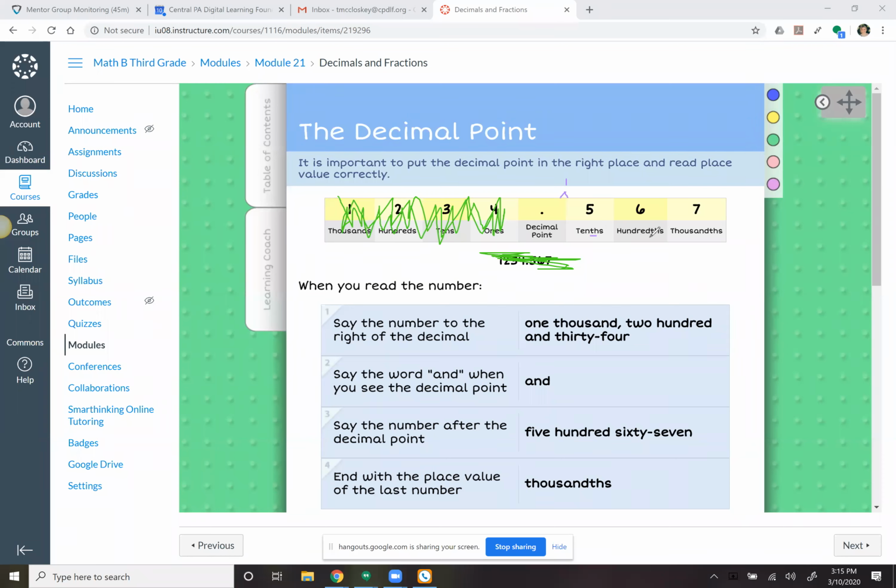Good. And then what comes after tenths? Hundredths. Good. And what comes after hundredths? Thousandths. Good. So we say this 5 is 5 tenths. Now what is the 6? Hundredths. Good. And what's the 7? Thousandths. Good. Now let's put the 5 and the 6 together.